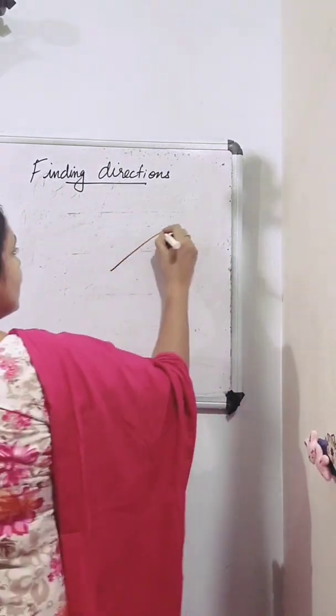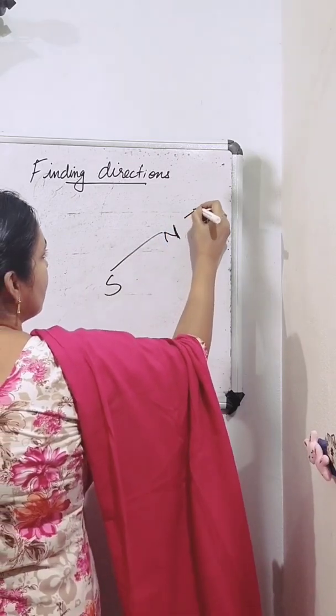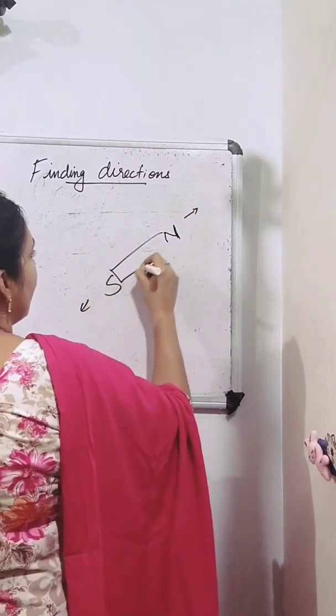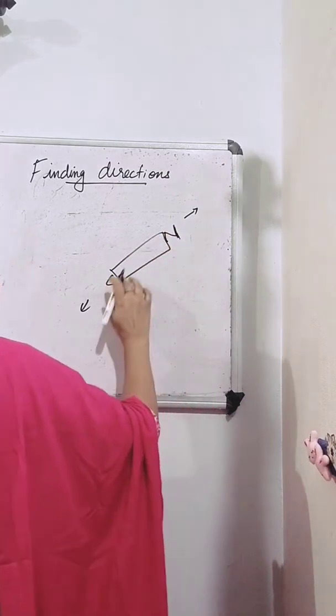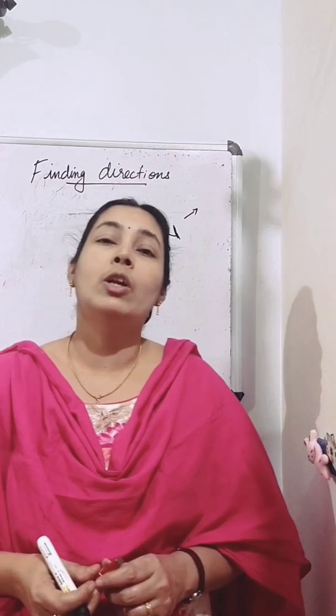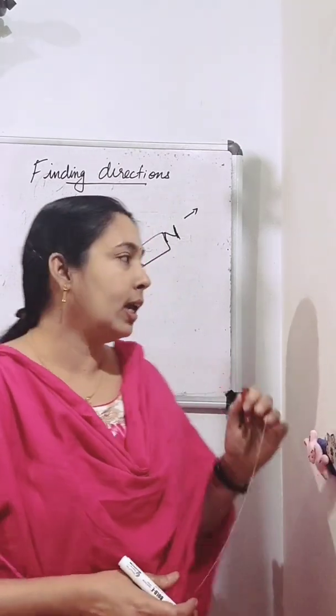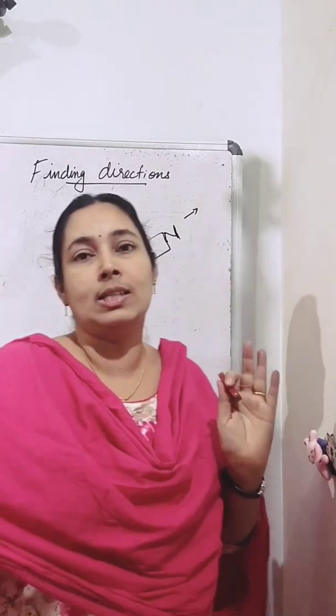It is coming to rest in north-south direction. So this is the north and this is the south. So this bar magnet always comes to rest in north-south direction. Okay. So if you don't know the direction, we can look at the sun. So here now I know this is the north and this is the south.